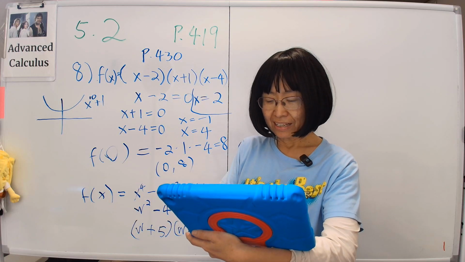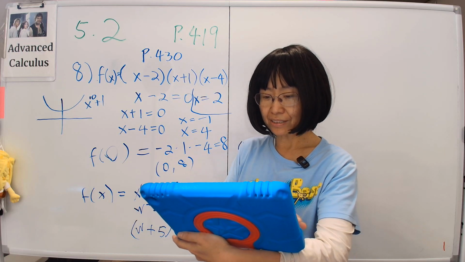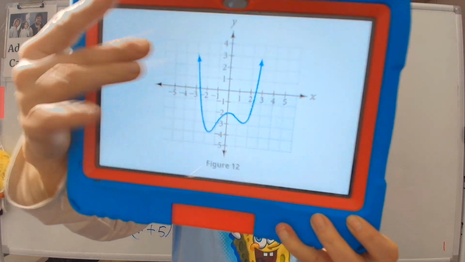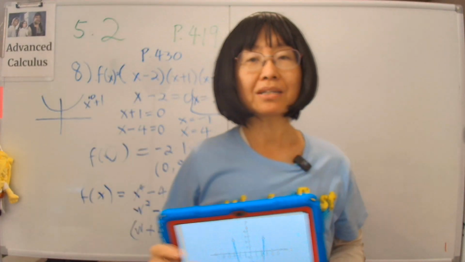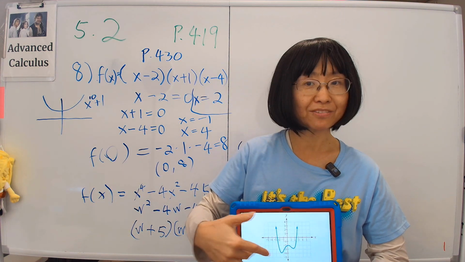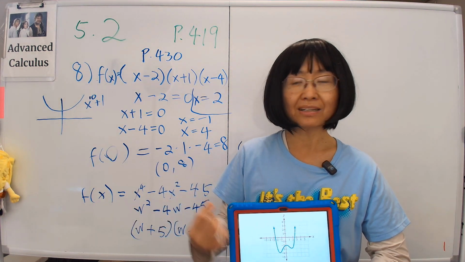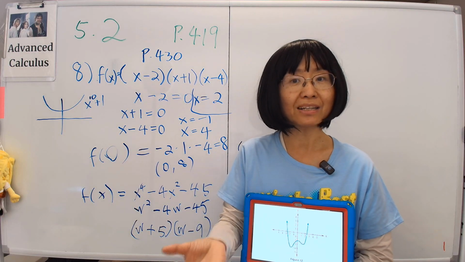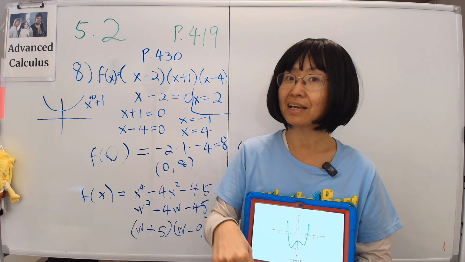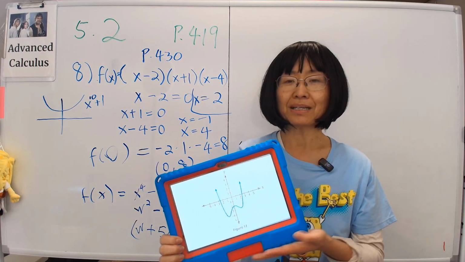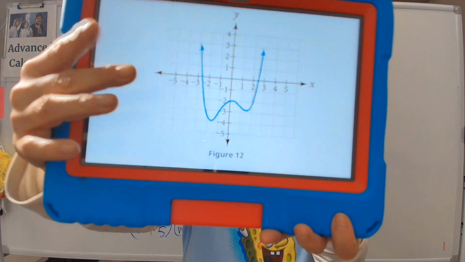Okay, here's a function. You notice that both ends are going up. That means it's an even function, because if it's an odd function, then when x goes to negative infinity, multiplying the negative sign by itself an odd number of times will end up being negative, and then the function will go to negative infinity. So this has to be an even function, okay?